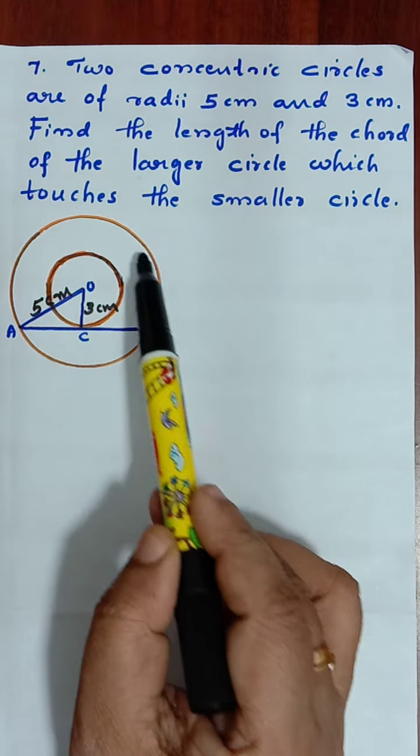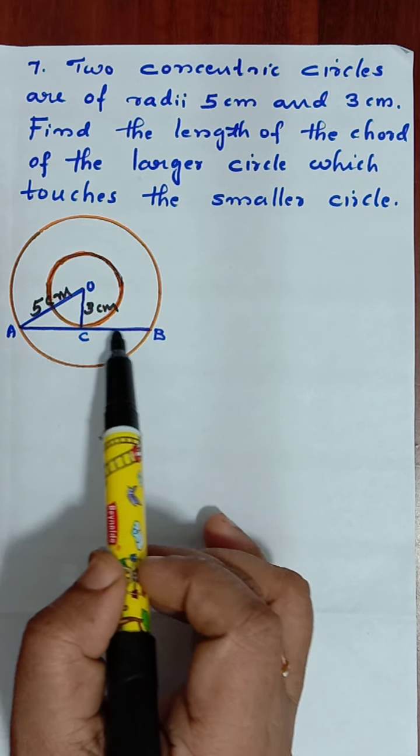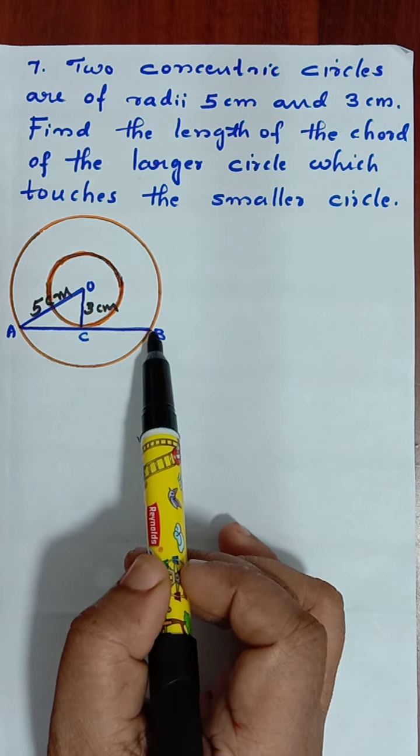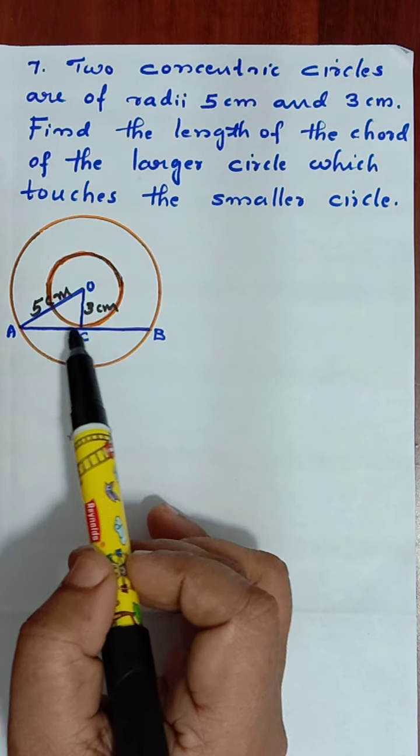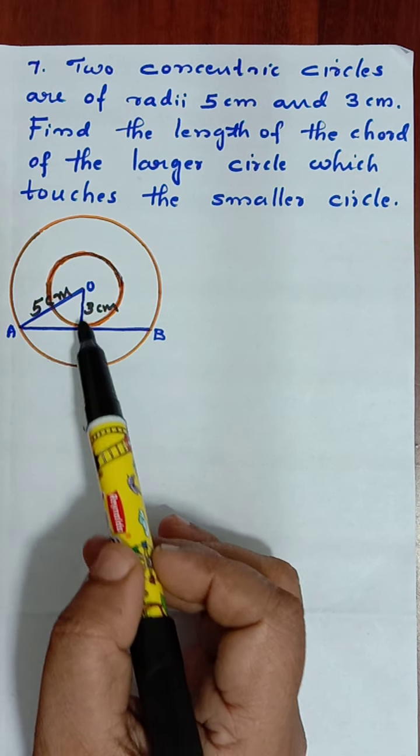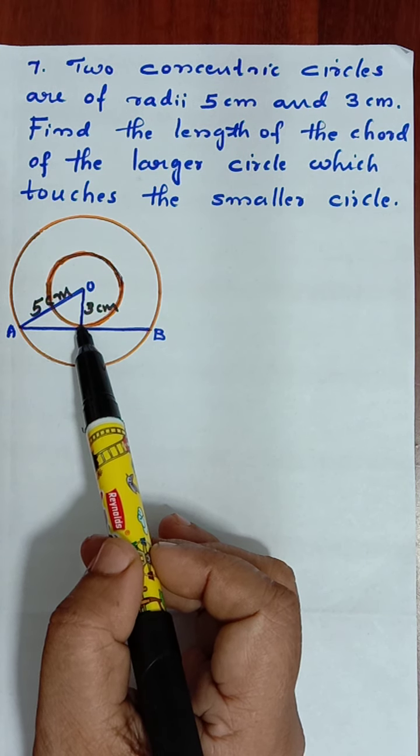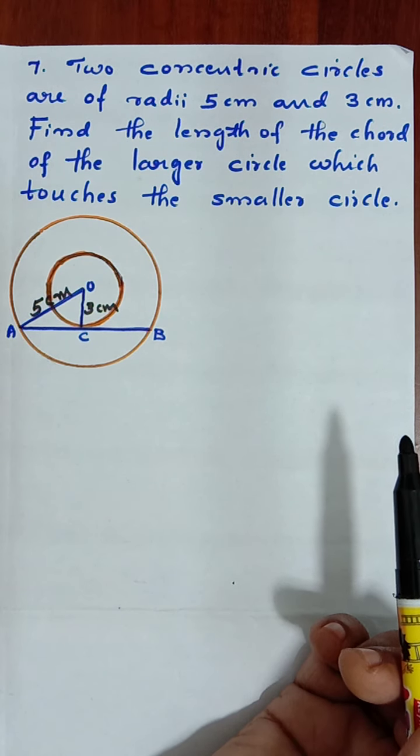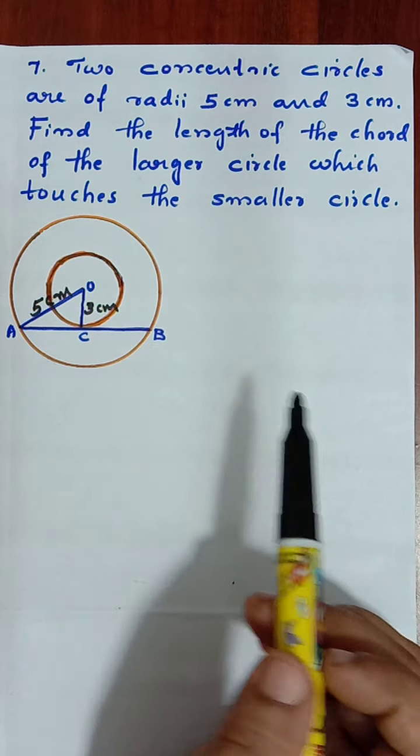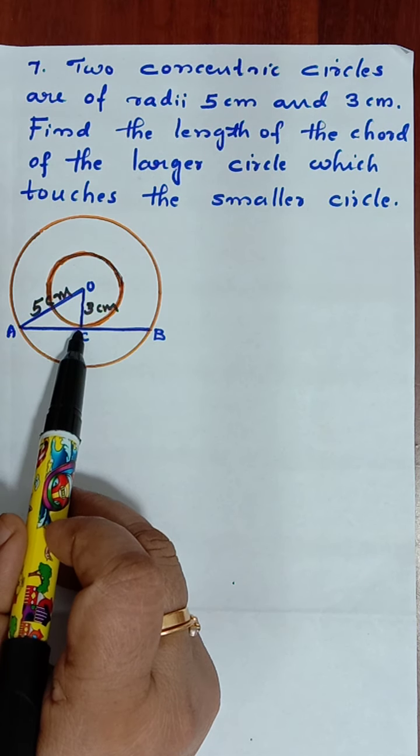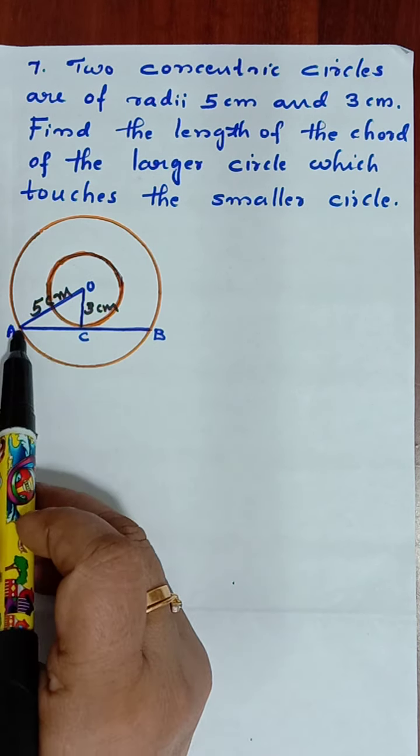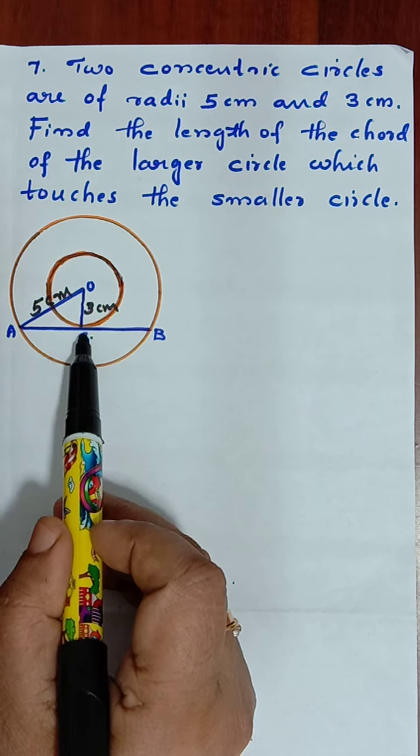This is the larger circle. We have to find the length of the chord. That is length AB we have to find out. Which touches the smaller circle. Which is touching the smaller circle at the point C. So how do we find out? Let us find out. First AC we can find out. Then AC and BC will be the same.